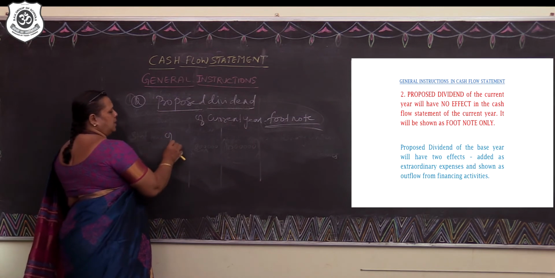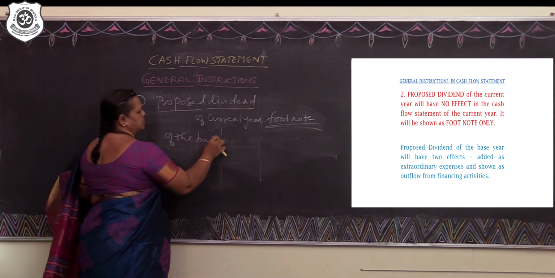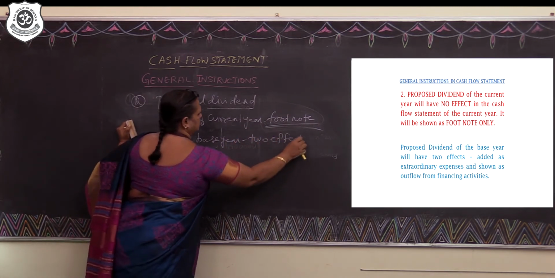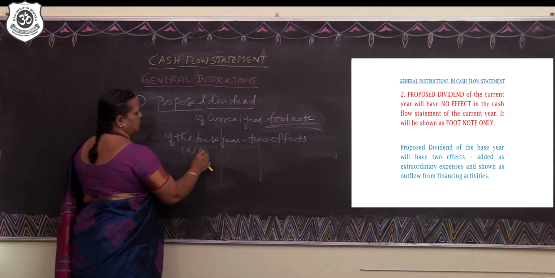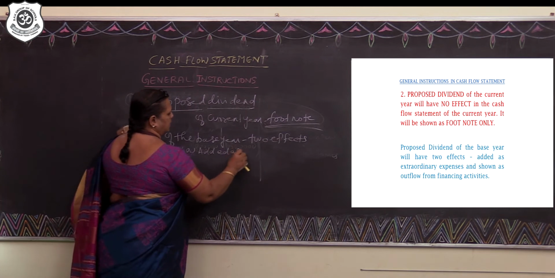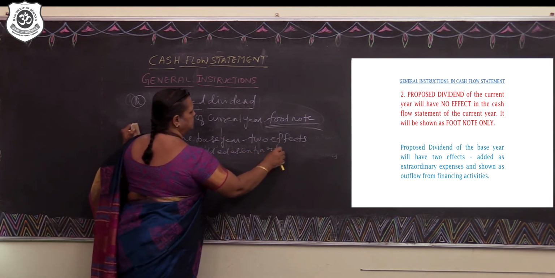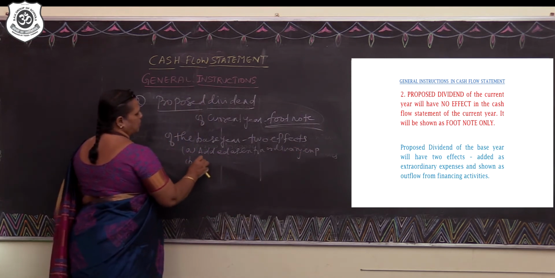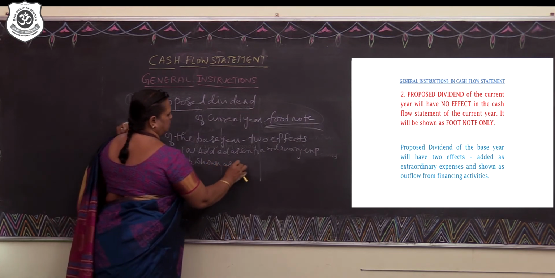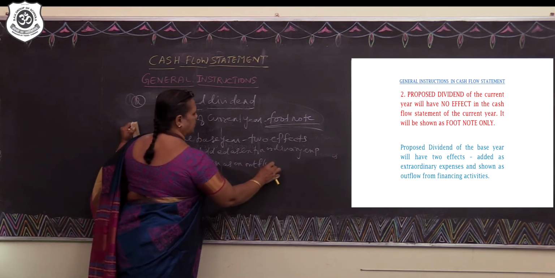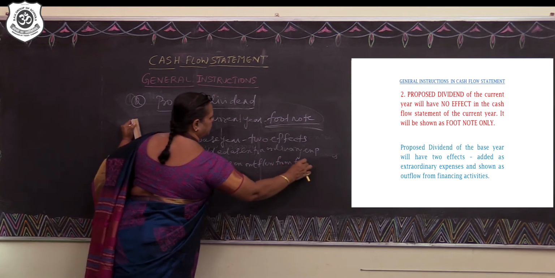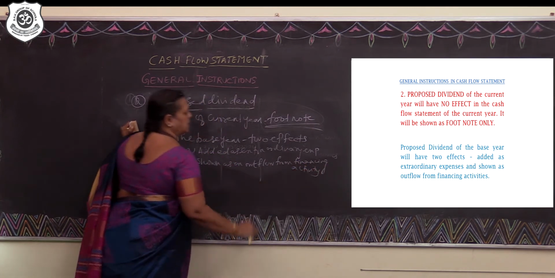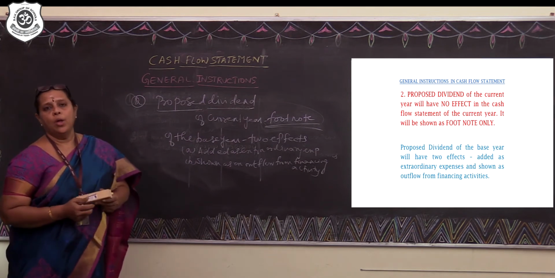For the proposed dividend of the base year, there will be two effects. One, added as an extraordinary expense. Two, shown as an outflow from financing activity. This is the very specific instruction about proposed dividend.